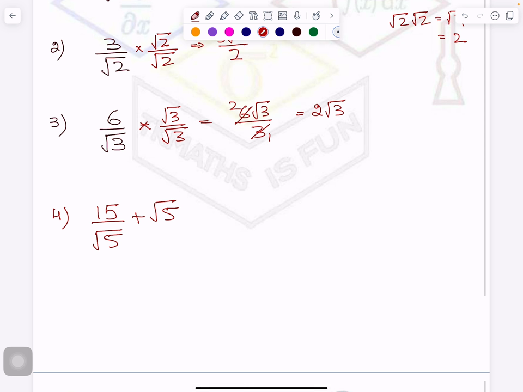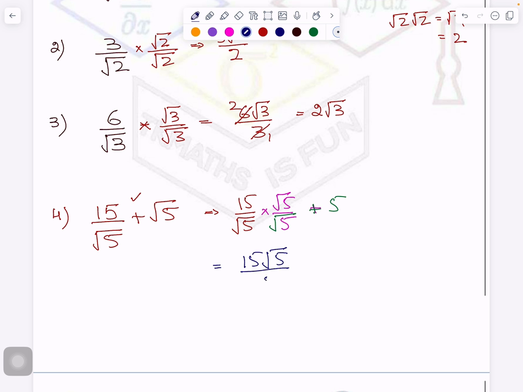Now in this case, don't forget to see that it's plus in between. So first of all, I will simplify 15 root 5. Right? So what will I do? I will multiply and divide by root 5. And after that I will see what to do with plus 5. Okay, that is not my concern right now. So now this part will become... I hope you understand, and then simplify it.